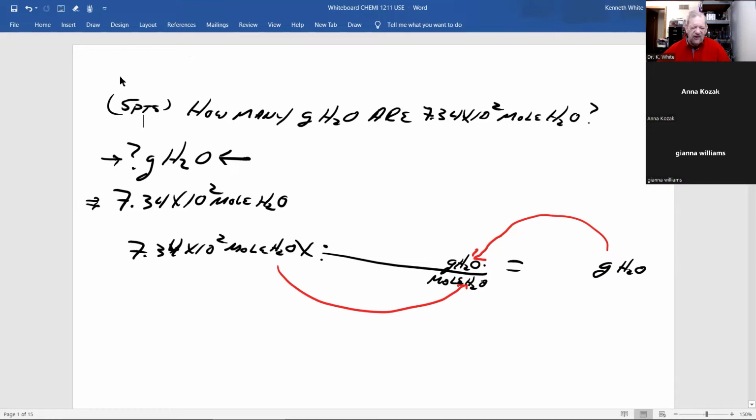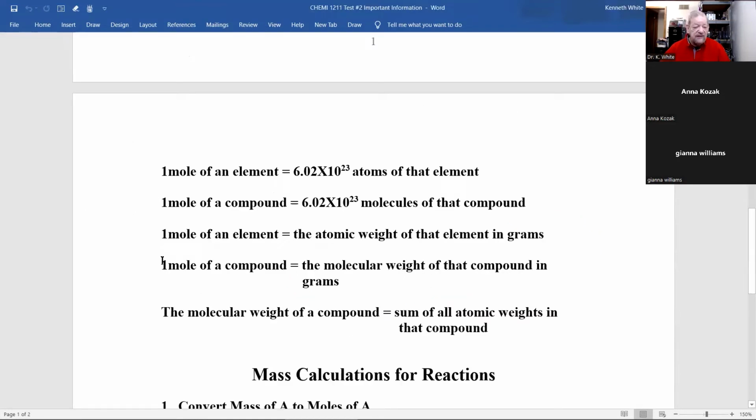And where do we get these numbers? And I haven't had a chance to change it. By Monday, I will. You go to important information, test number 1, and you see 1 mole of a compound equals the molecular weight of that compound. And the molecular weight of that compound is the sum of all atomic weights. So we now need the molecular weight of water in order to use this right here to get the numbers that go in that ratio. So how do we do that?